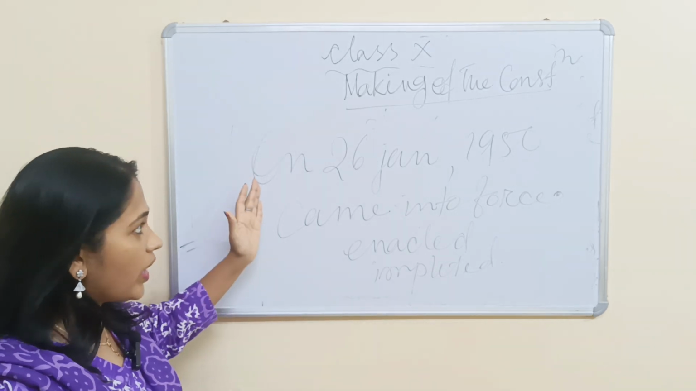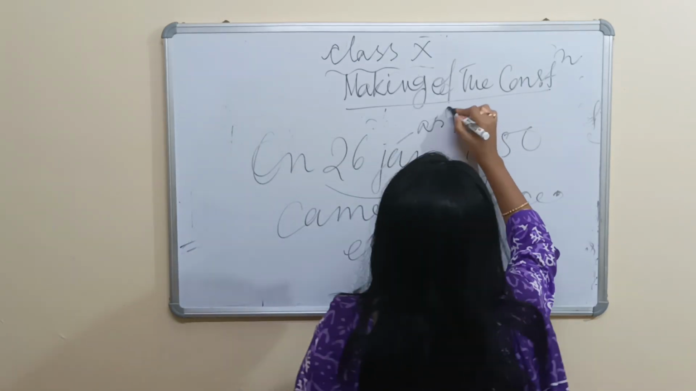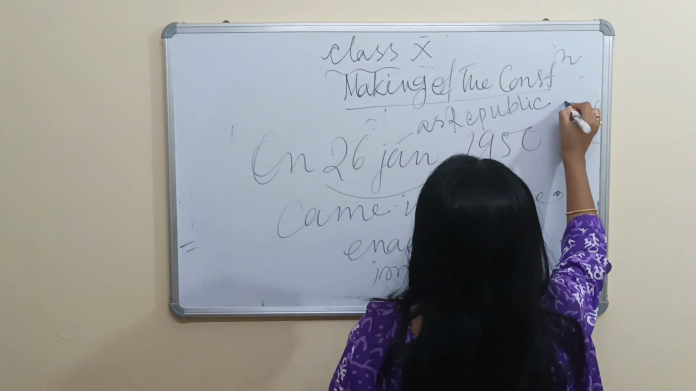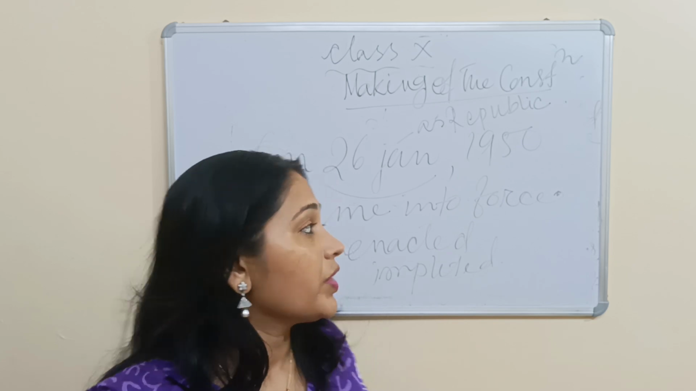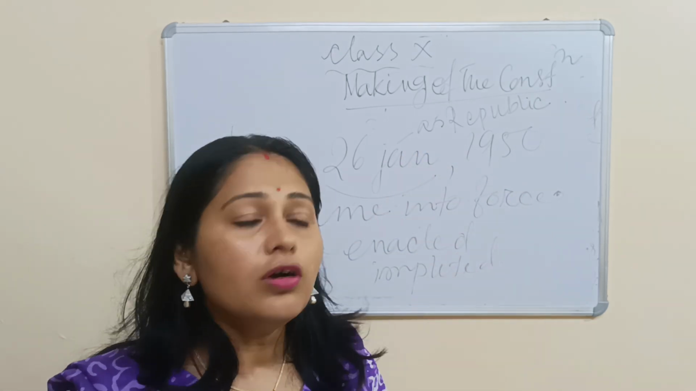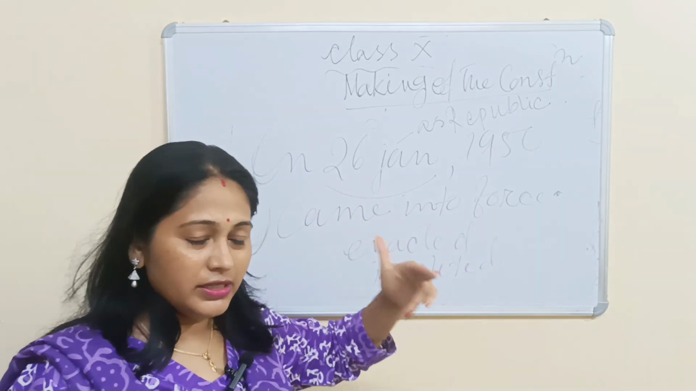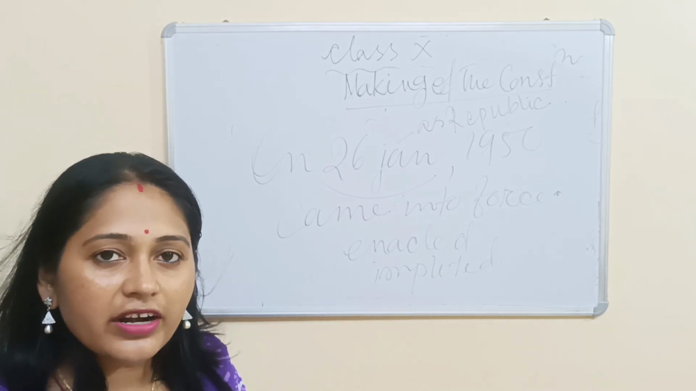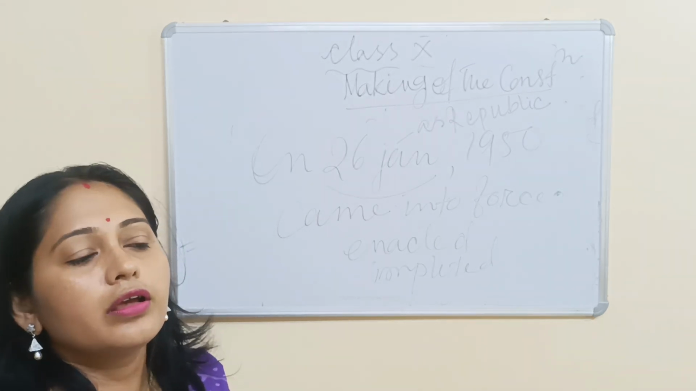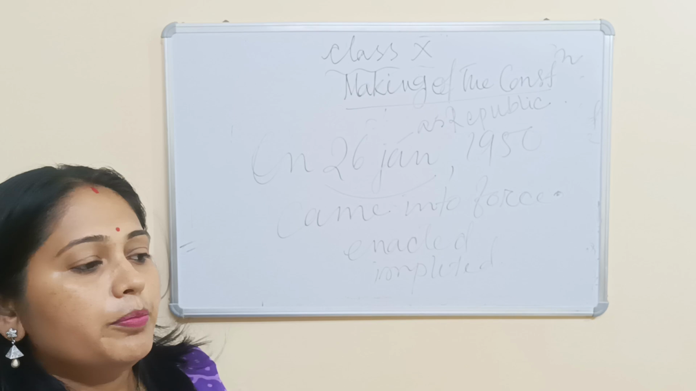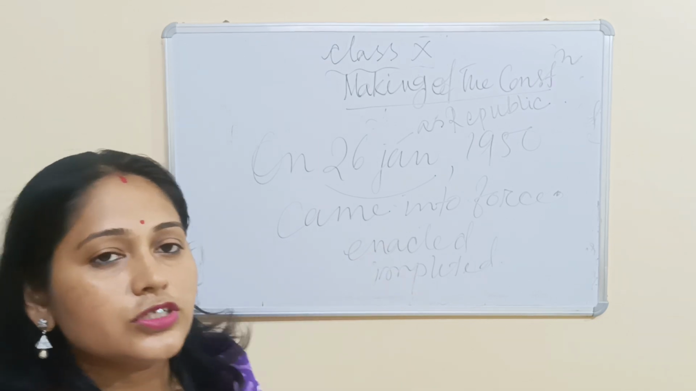So here, that's why we observe 26 January as Republic Day. Every 26 January we celebrate Republic Day. Why? Because on that day our constitution came into force. From that day we started to follow the democratic system, the democratic rules, the constitution in the practical field. Practically we started to follow on that day. Okay.